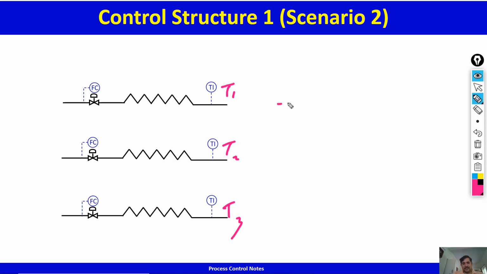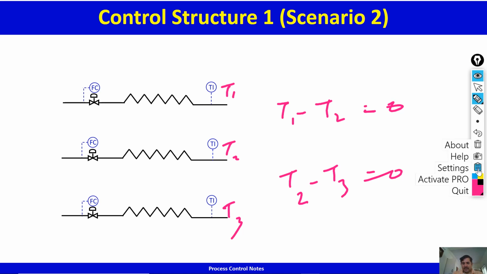So what that means is T1 minus T2 must be 0 and T2 minus T3 must also be equal to 0. If these two constraints are satisfied, what that means is T1 is equal to T2 is equal to T3, and that is exactly what we want. So instead of controlling T1, T2 and T3 directly, what we do is we control T1 minus T2 and T2 minus T3 to 0 degrees Celsius.